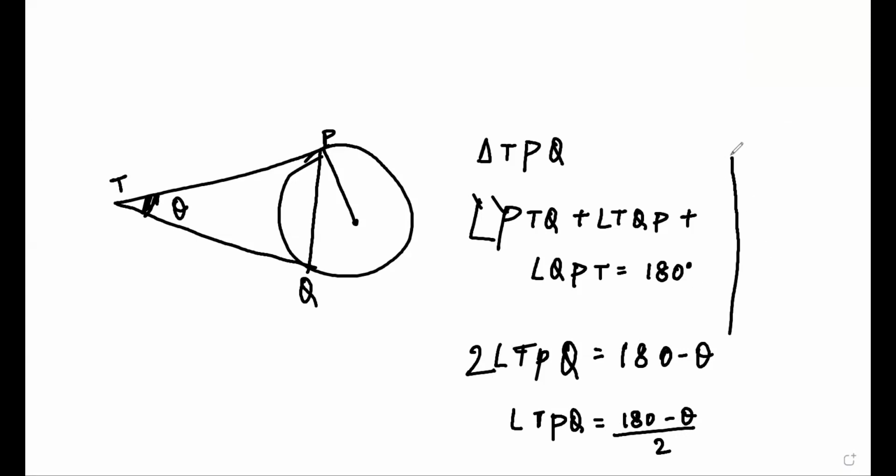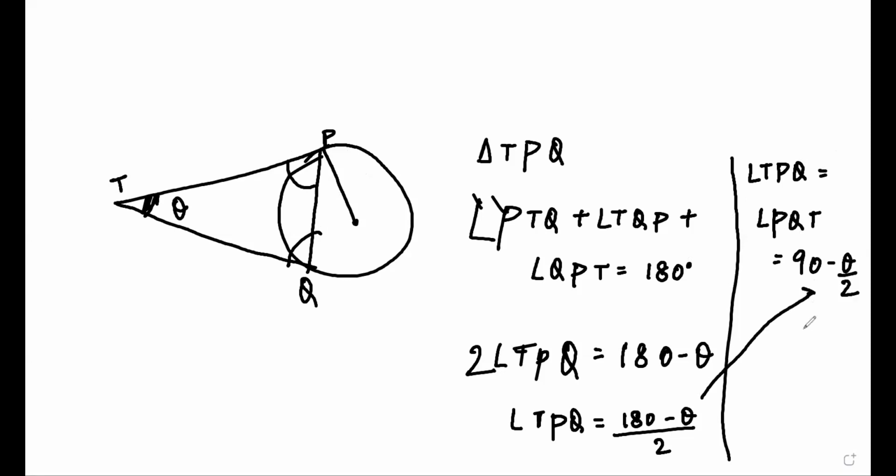Now we can say that angle TPQ, or this angle P or this angle Q, both are the same. So angle PQT is equal to 90 minus theta by 2. Can we say both are exactly the same? Can we say like that? Yes, ma'am.